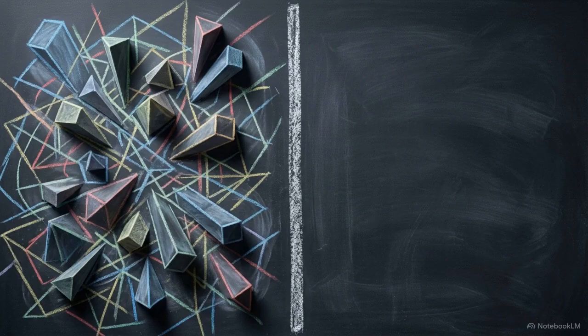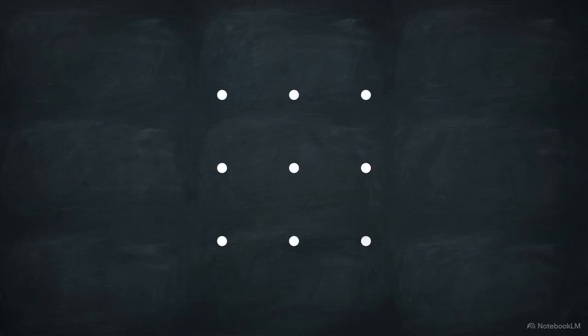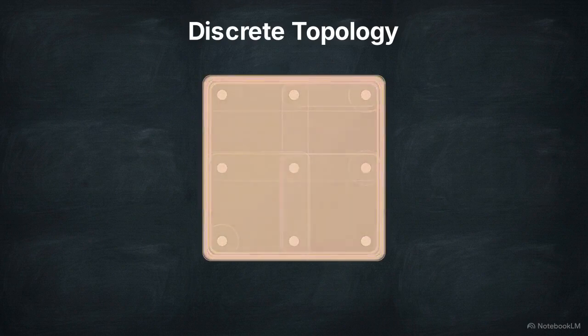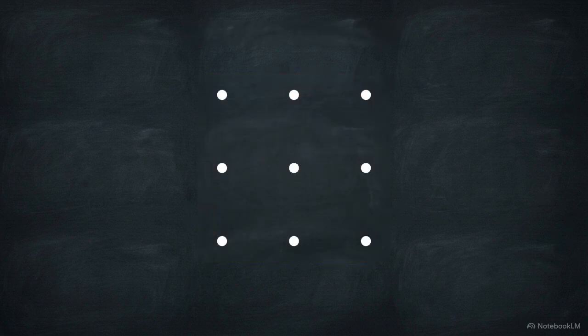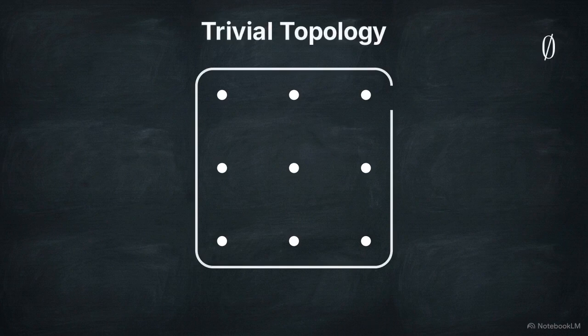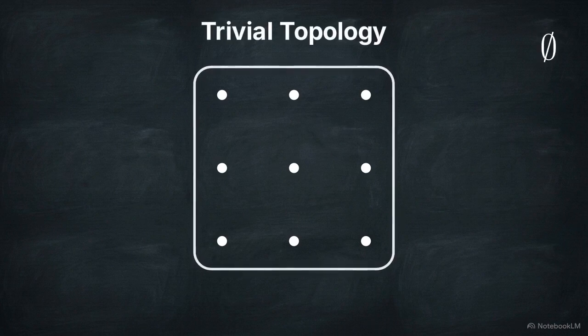These 3 rules allow for absolute extremes. On one end is the discrete topology, where every single possible subset is classified as an open set. On the other end is the trivial topology, where the rulebook is applied so strictly that only the empty set and the whole space are considered open.